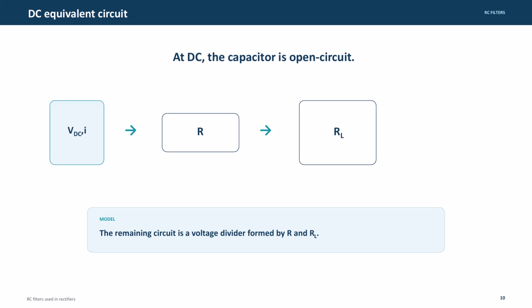This equivalent circuit is the basis for calculating average load voltage and load current. It also makes the design trade-off visible. Increasing the series resistance may improve ripple attenuation, but it also takes a larger share of the available DC voltage. We will quantify that loss on the next slide.